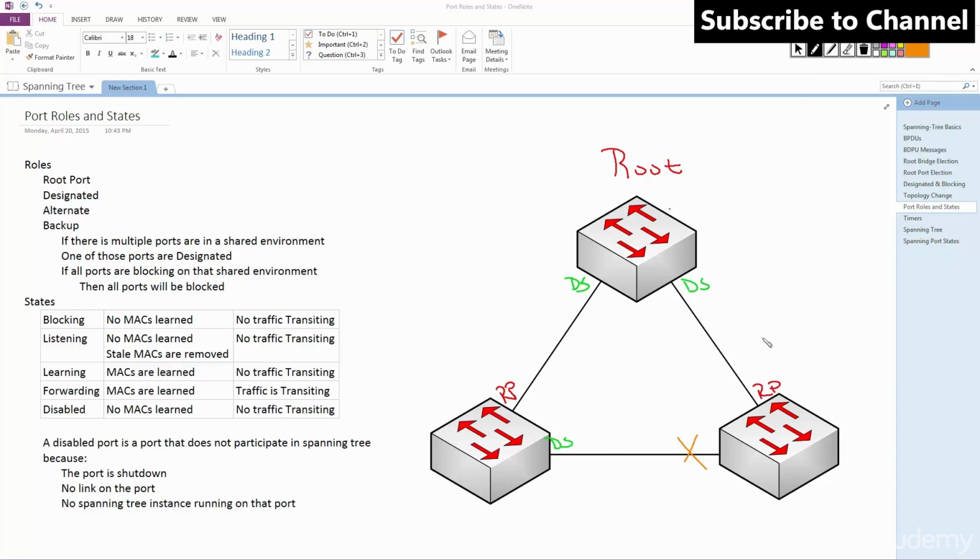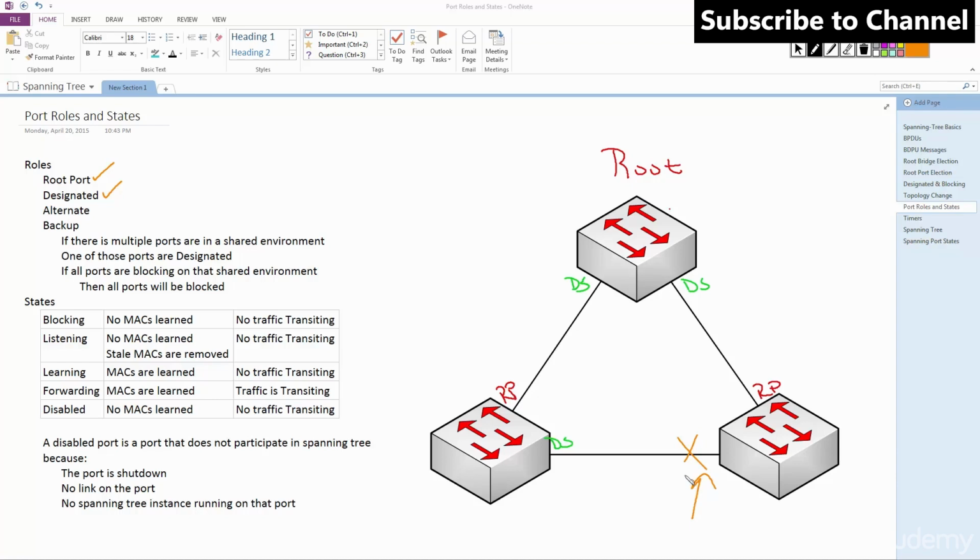Each one of these ports is going to have a particular role. Now, obviously, if it's a root port, my role will be root port. If I'm designated, it's going to be designated. Alternate means it's a blocking port. Okay? Now, that's our role. Now we have roles and we have states. So we're focusing on the roles now.